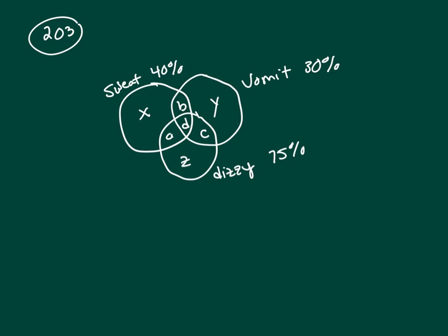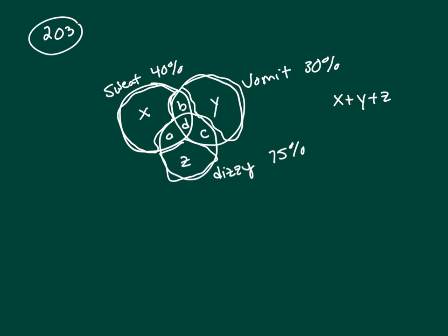We've got these 3 side effects: sweaty, vomit, dizzy. And we're trying to figure out how many of the subjects experienced only one of these effects. So what we're trying to find is X plus Y plus Z. Okay? That's what we need to find.